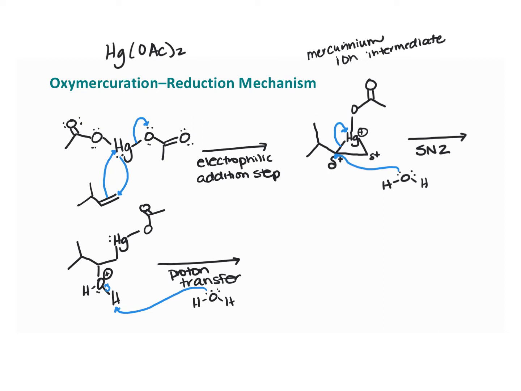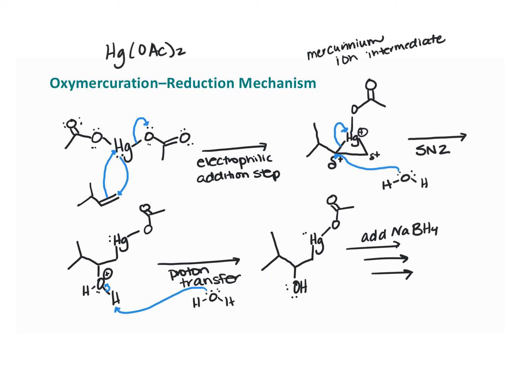Now, when that occurs, this is the intermediate that we get. And then we're going to add sodium borohydride here. So that's that second step. And that's going to reduce that carbon atom and replace the Hg group with a proton.